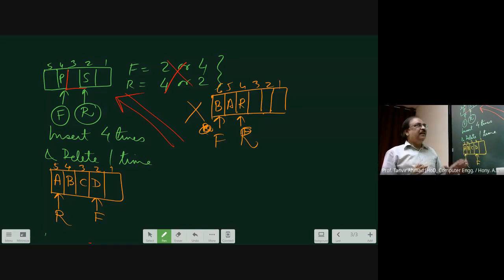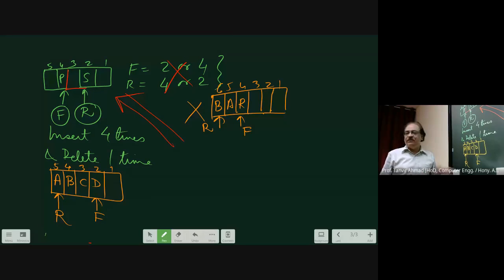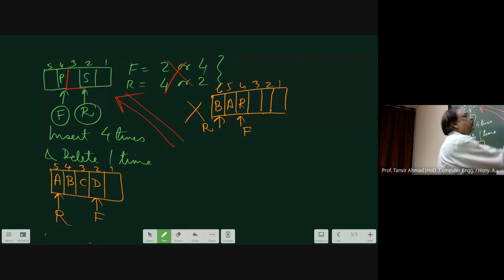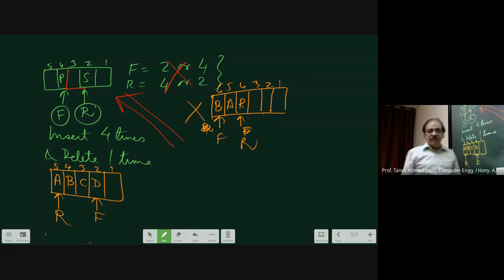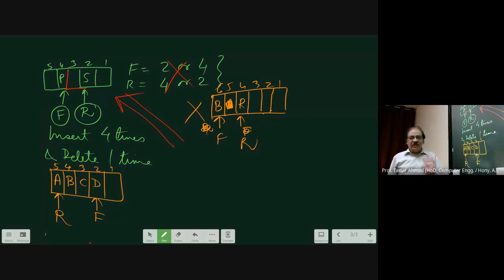In this case, F cannot be bigger than R. Therefore, if you see the previous case, this is okay. R is bigger than F, which is correct. But it is not like this. If I write F over here and R over here, it is not possible, because this is possible only when there is no A. No, it's fine. This can be there.